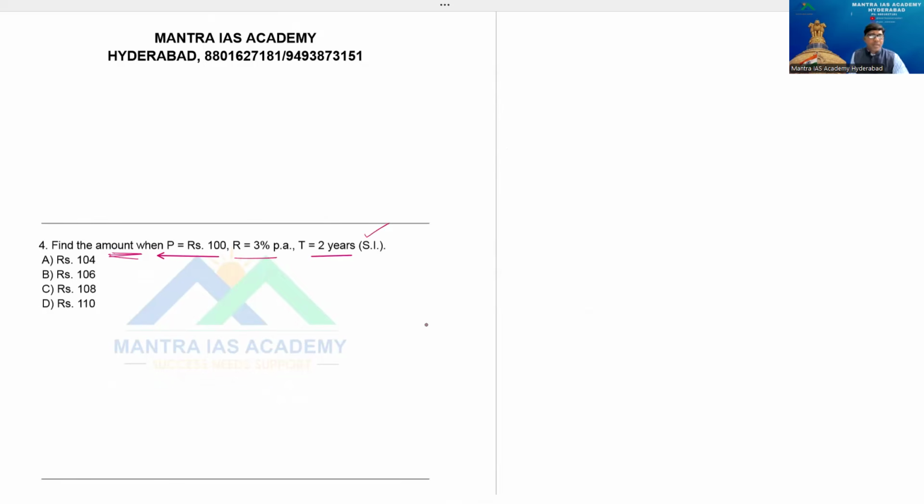So that is the problem. In 2 years, automatically it changes. So automatically SI is different. Therefore, CI is different after 1 year. Now, I have to find out the amount. The basic formula is amount is equal to P plus SI. I know the principal is 100 rupees. If I find the value of SI, automatically I can write the amount.